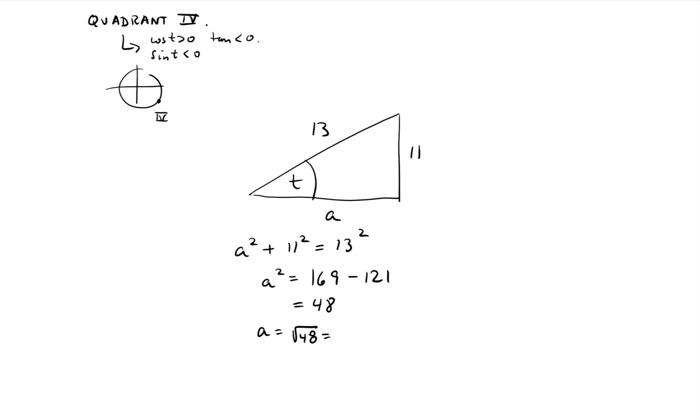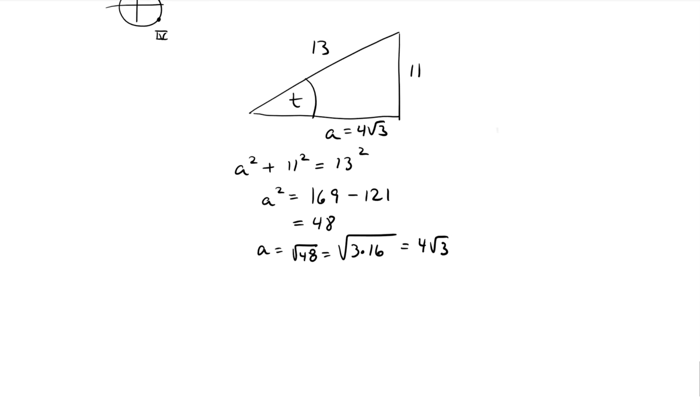48 is 16 times 3. So there's a perfect square hiding in 48. So this is going to be 4 root 3. Bingo. So now a is not of integer value, but still I can now easily calculate my other trig functions.